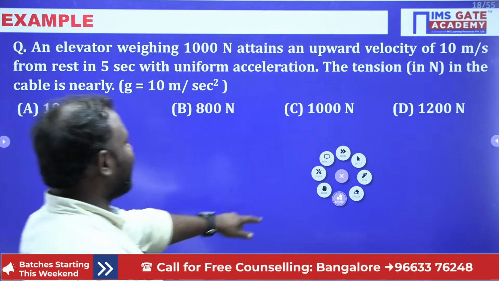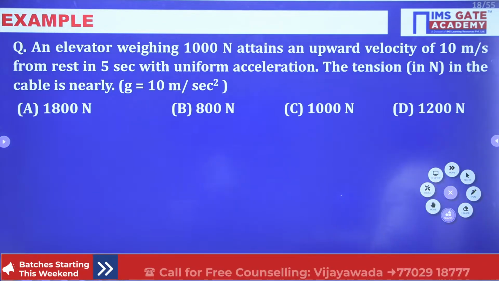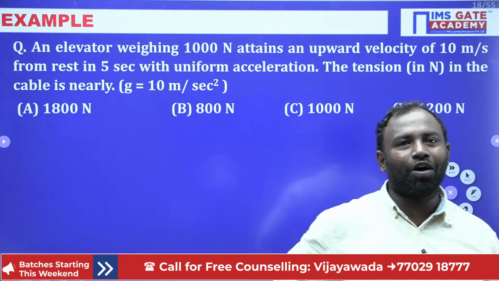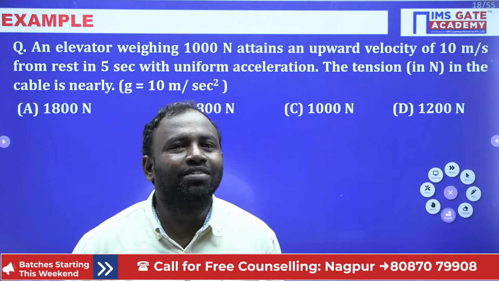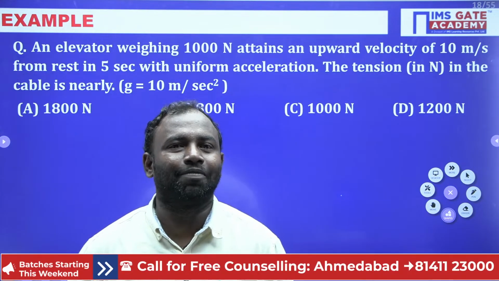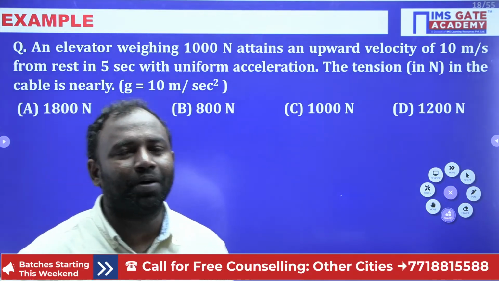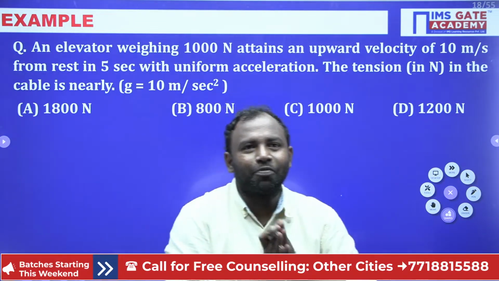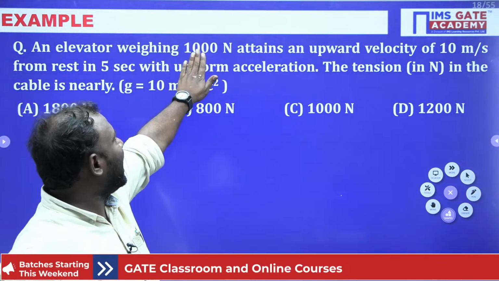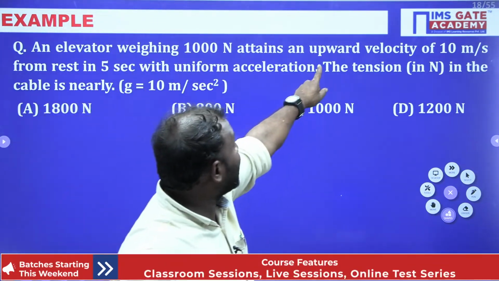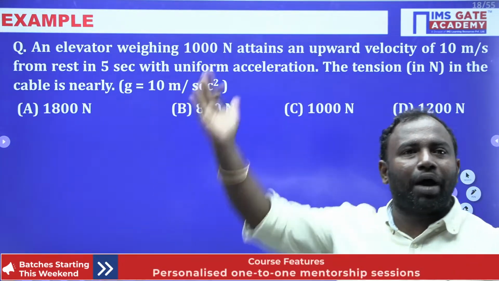Alright guys, similar kind of problem, same problem, right? But only the elevator weight is 1000 newtons, attains an upward velocity of 10 meters per second from rest in 5 seconds, with uniform acceleration. The tension in the cable is, so take g equal to 10 meters per second square. The only thing is here I have changed the data of weight. I gave it in newtons, and it is moving from down to up.